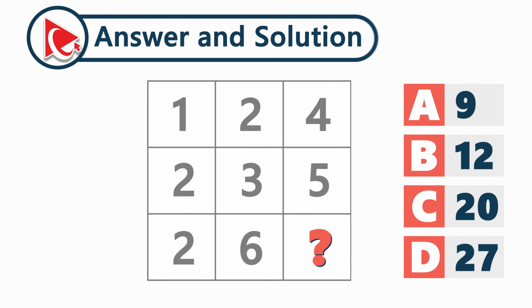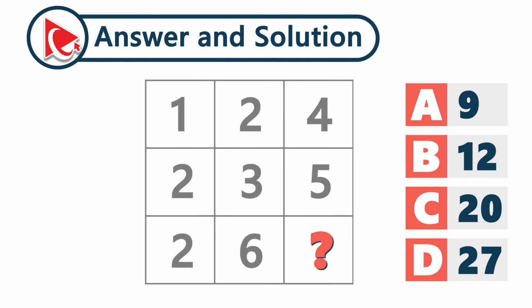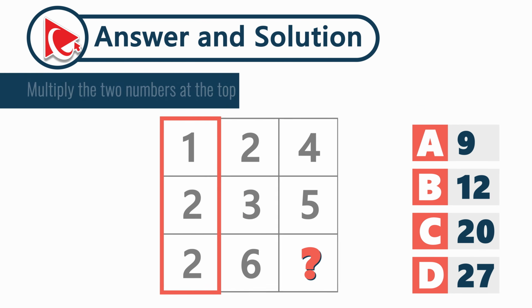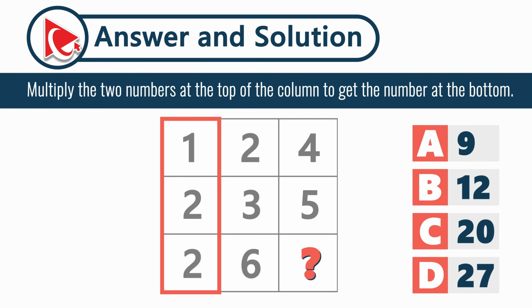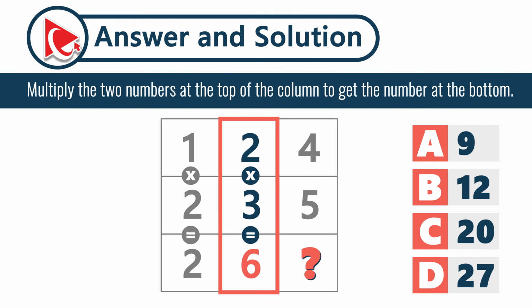The trick pattern here is very simple, but it's hidden in plain sight for most. Instead of rows, we need to focus on columns. In fact, we need to multiply the 2 numbers at the top of the column to get to the number at the bottom. Take a look at the first column. 1 multiplied by 2 equals 2. In the second column, 2 multiplied by 3 equals 6.